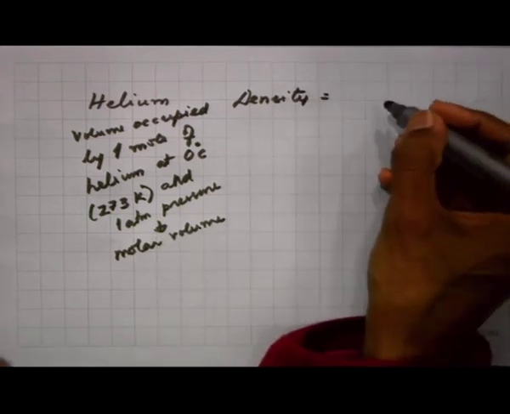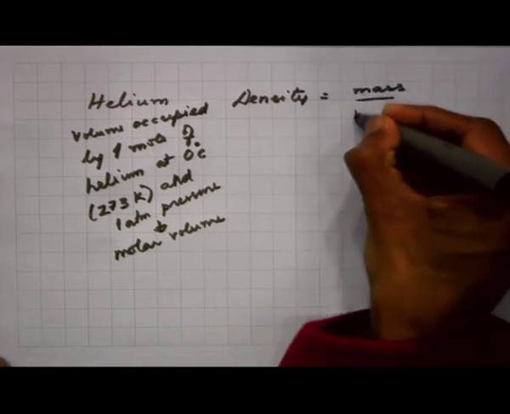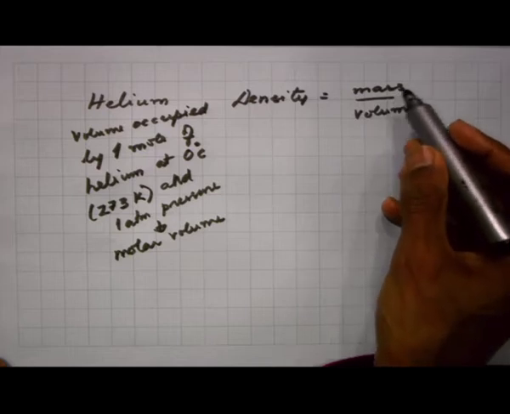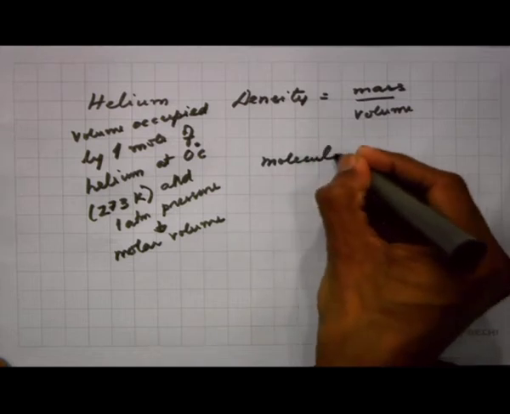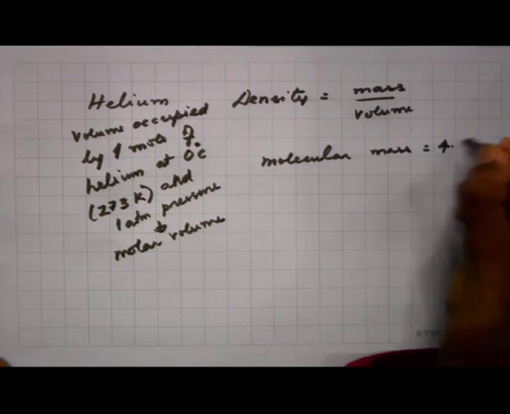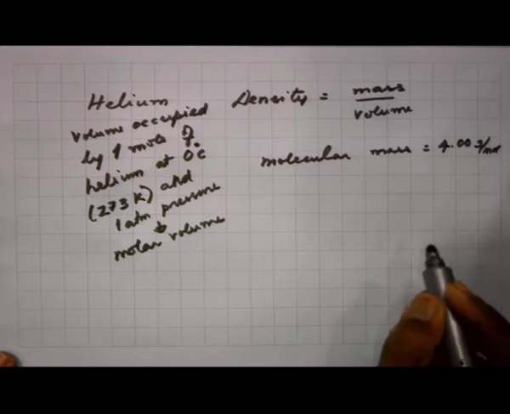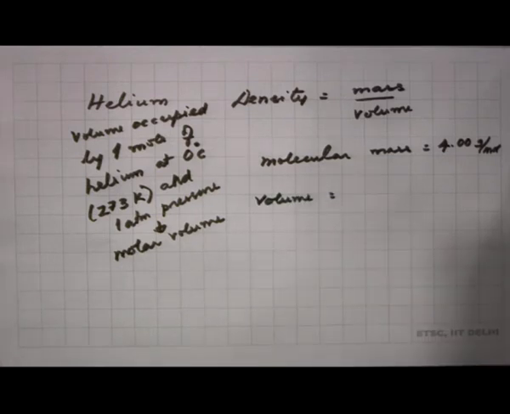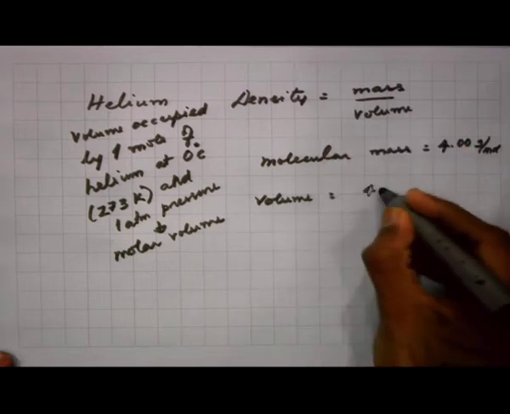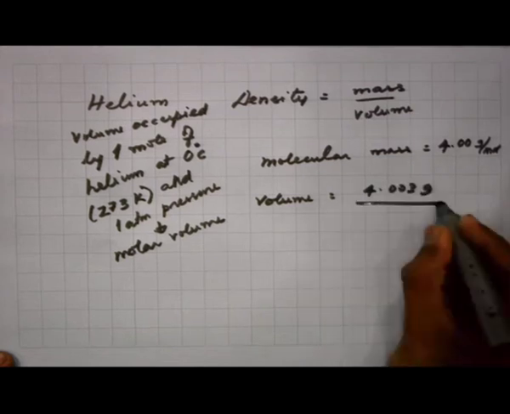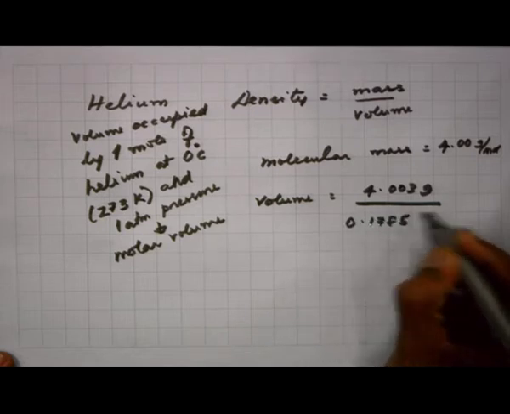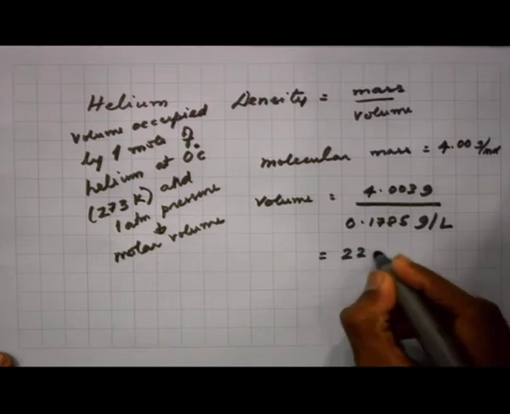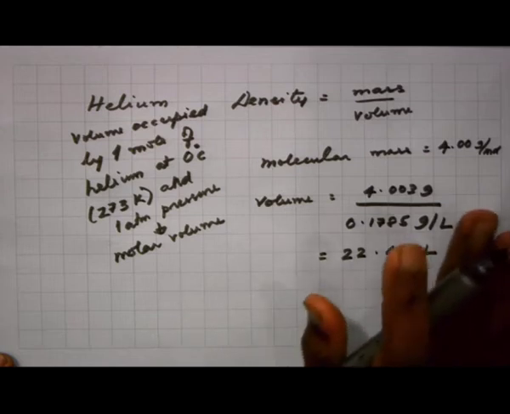We know that density is mass over volume, and we know that the molecular weight or the molecular mass of helium is 4 point something grams per mole. So, from an idea of the density, we can compute the molar volume. For the density, if you looked up some data book, this would work out to be 4.003 grams over 0.1785 gram per liter, which works out to be 22.43 liters.